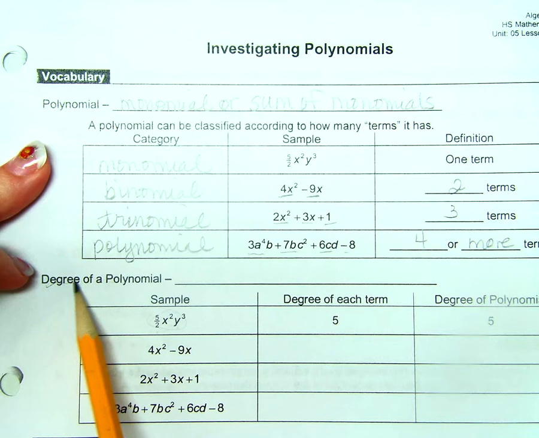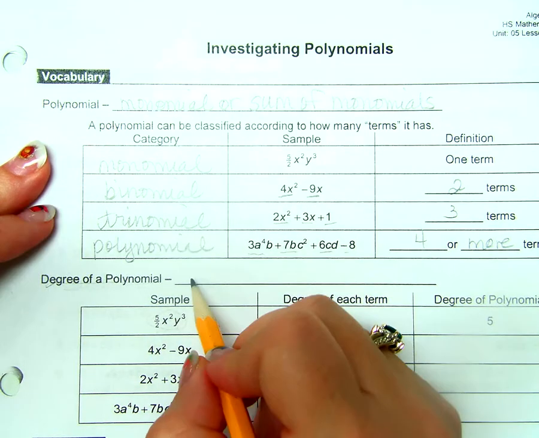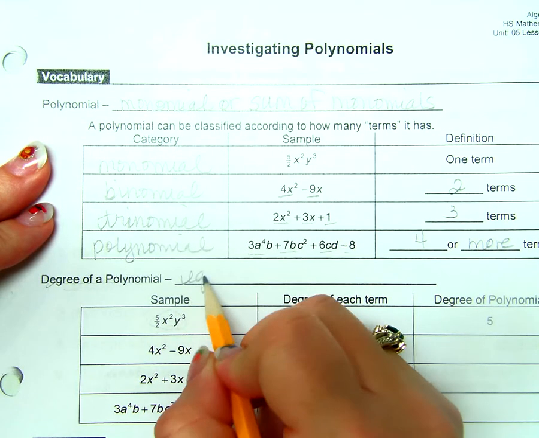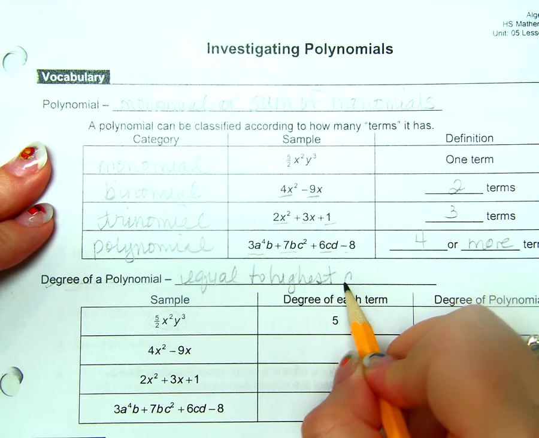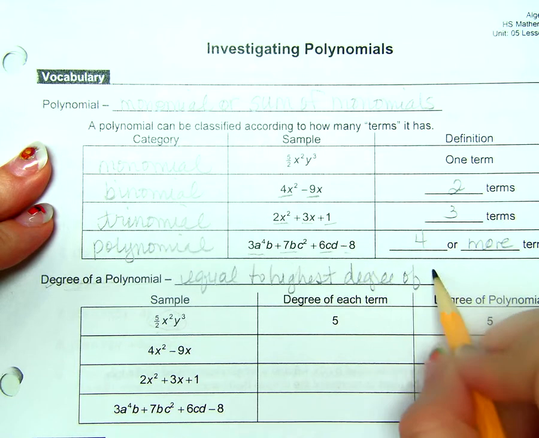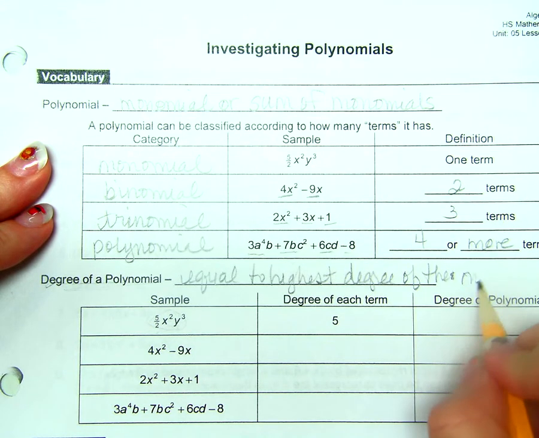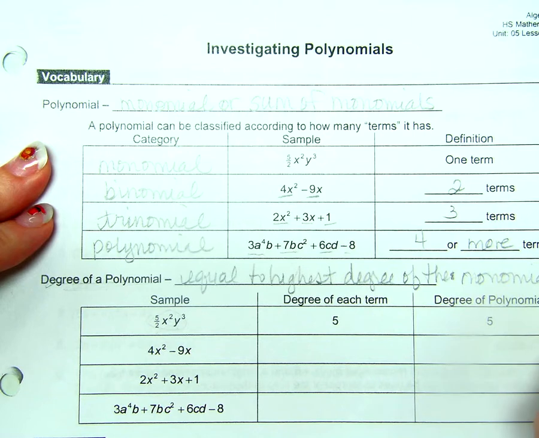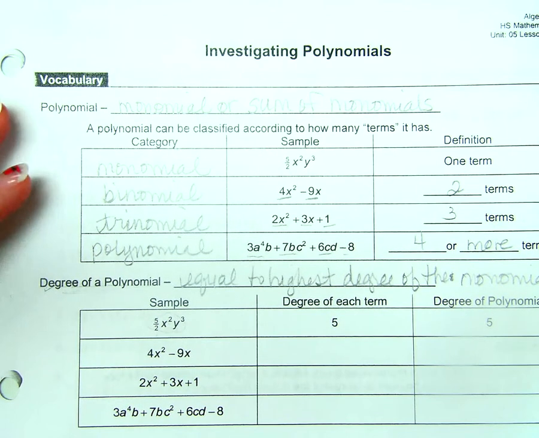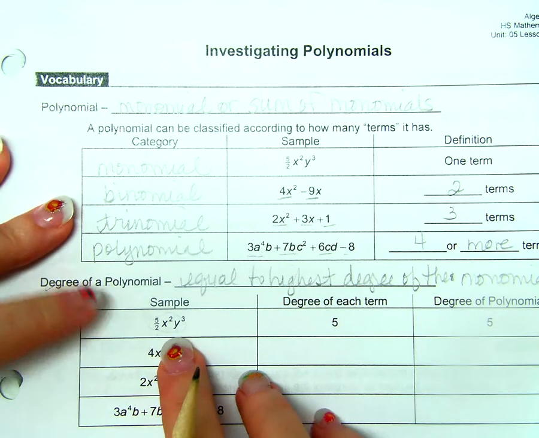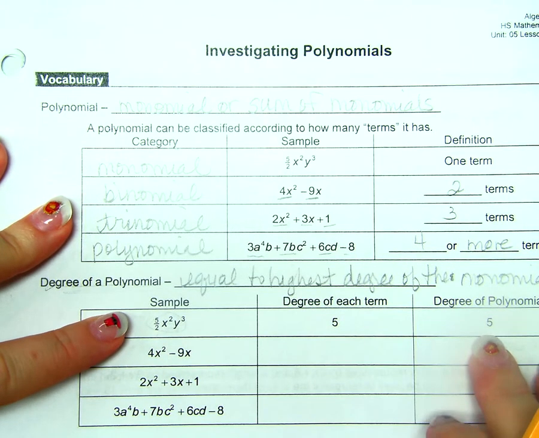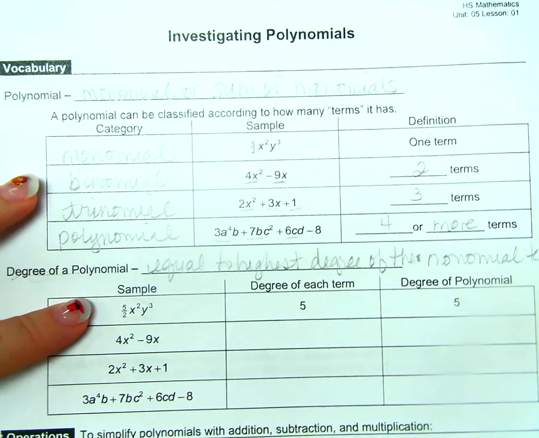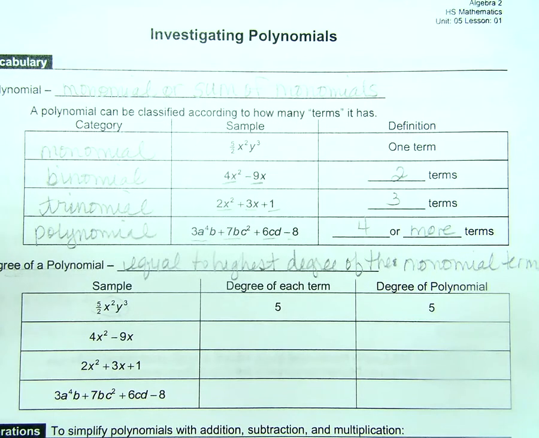Okay? But if we're talking about the degree of a polynomial, the degree of the polynomial is equal to the highest degree of the monomials. So if this is your monomial, its degree is 5. So the degree of the polynomial in this case is 5. You see that? Monomial terms. Okay?